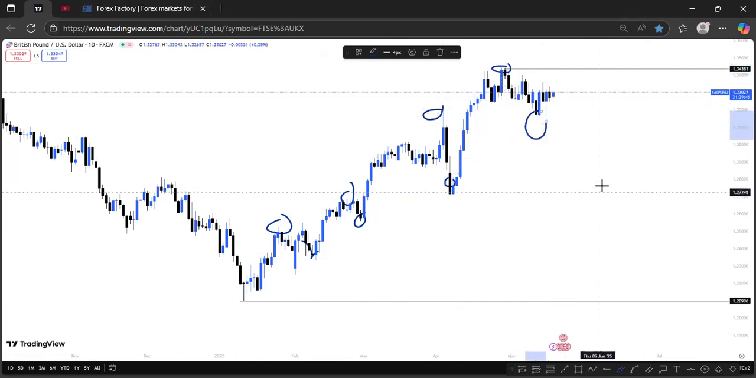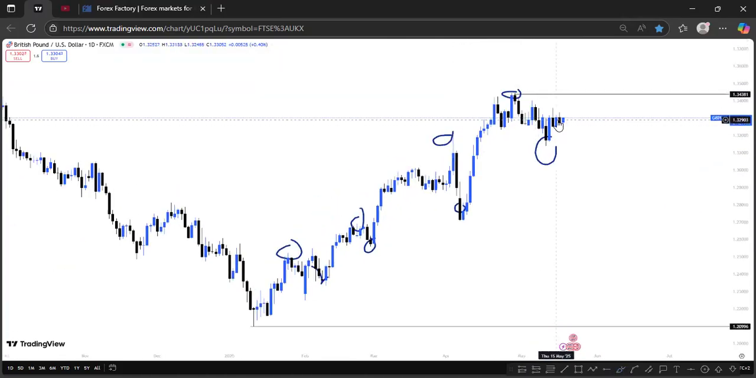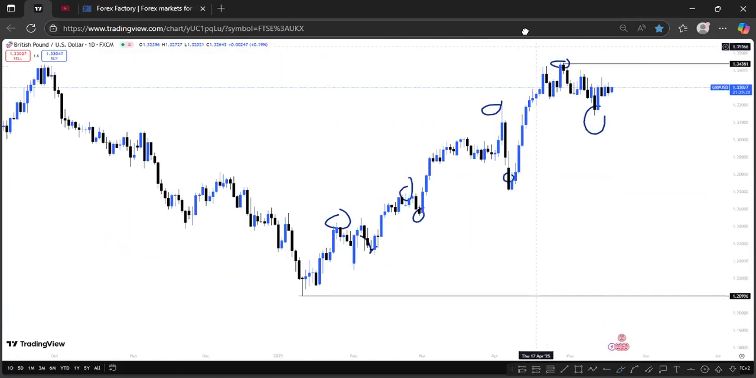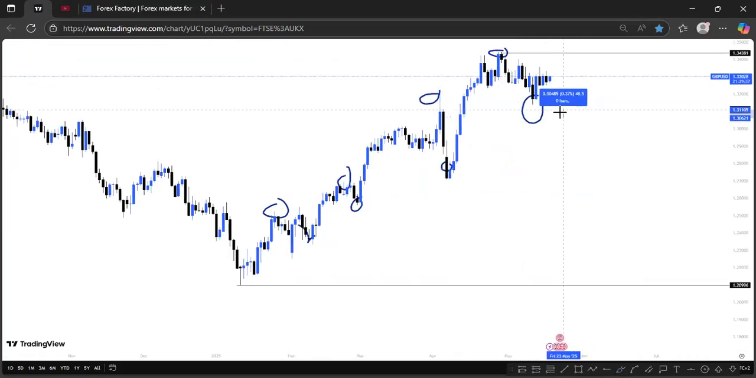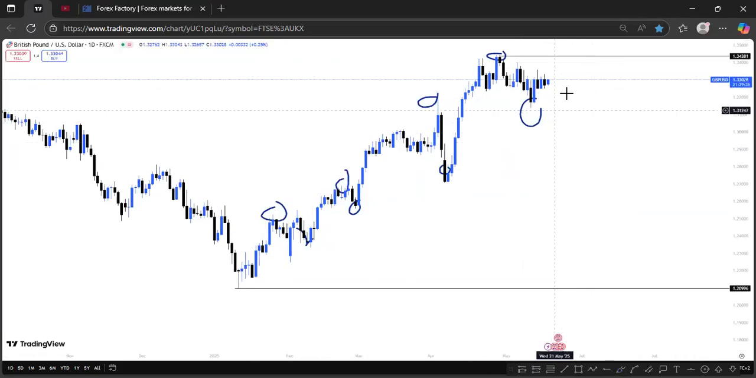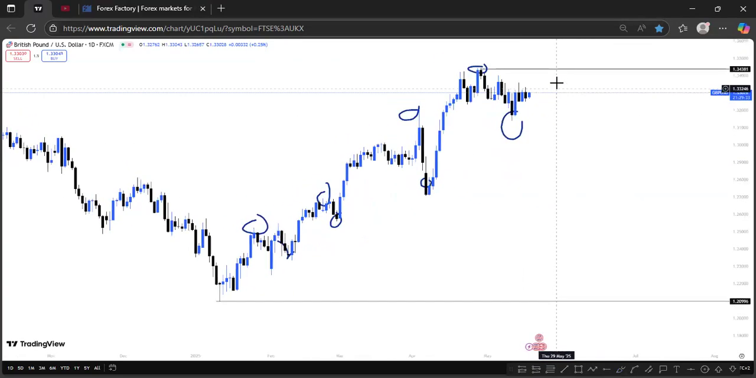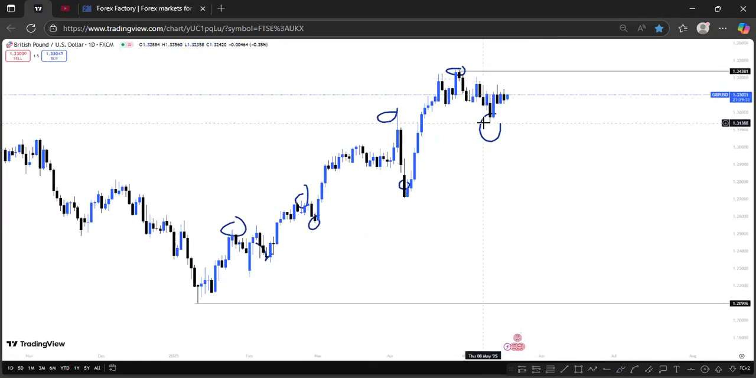So the question is, where is price heading to? That's the question right now. Let's try to answer that question as we scale down to lower time frames.